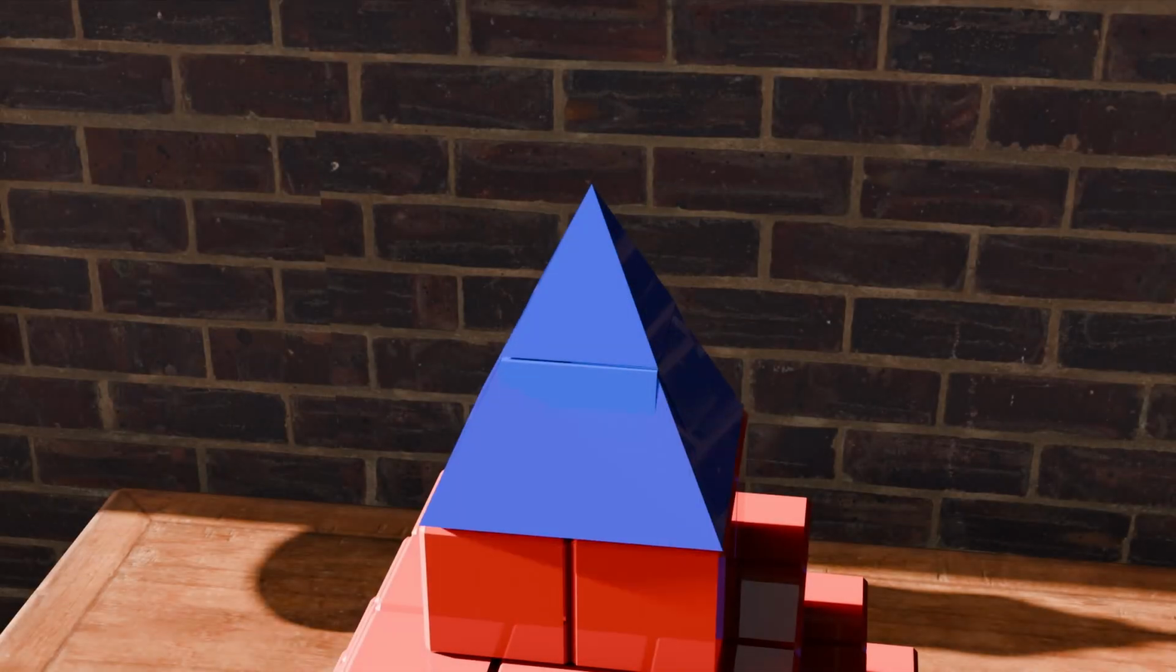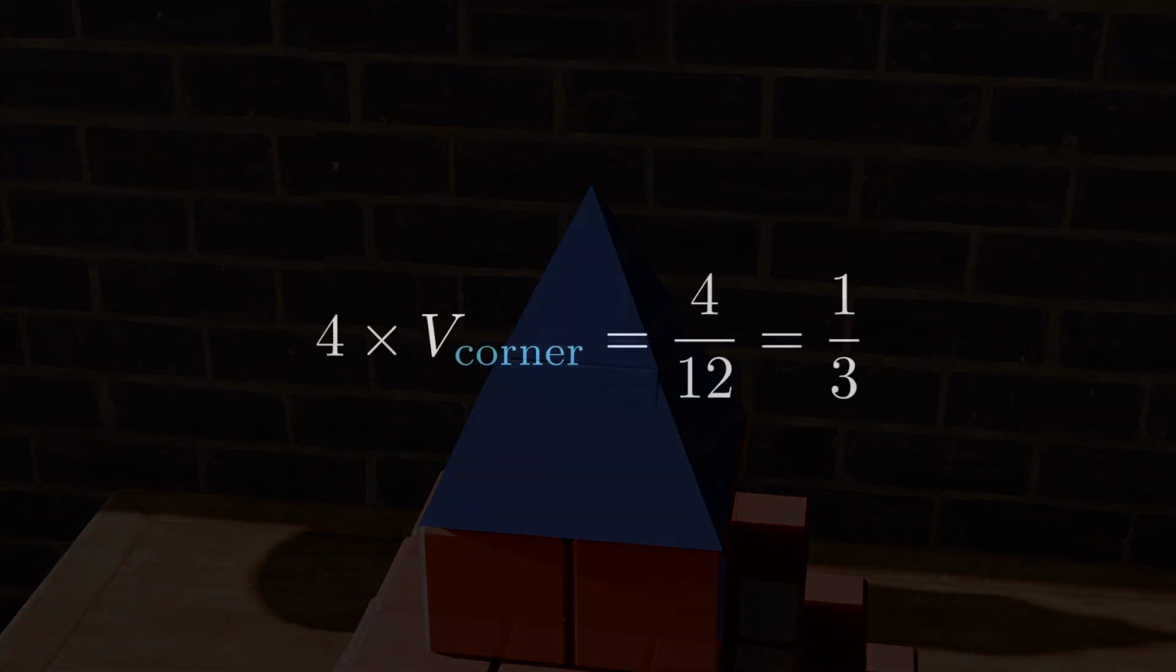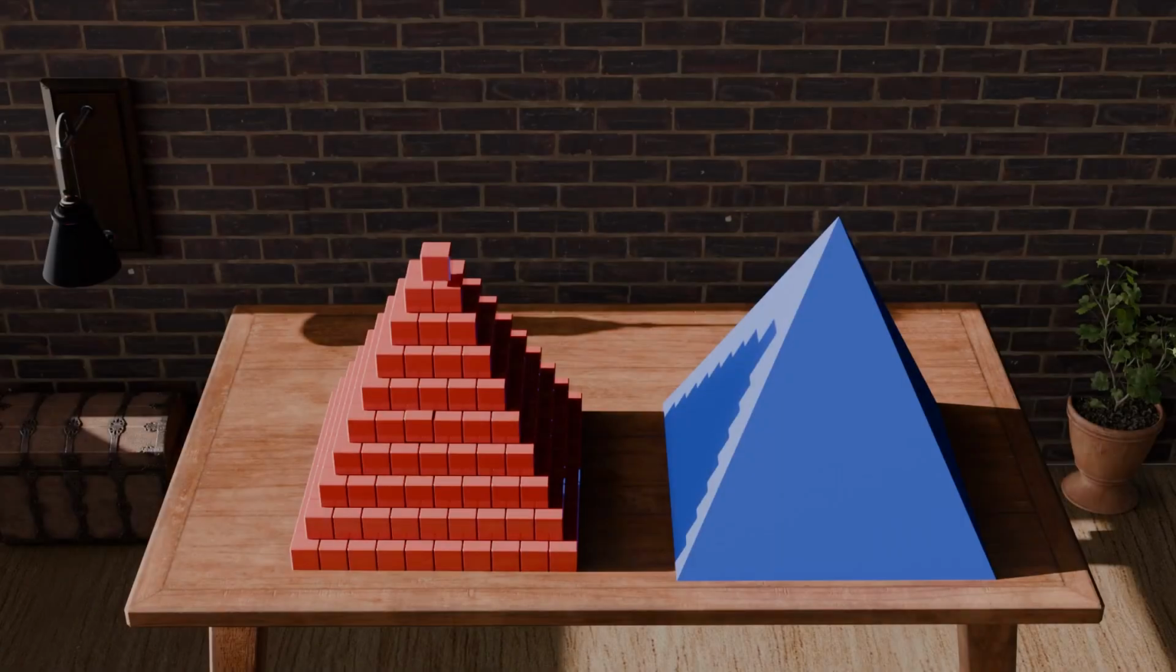Now for the corners, on each layer there are 4 corners. The volume of each corner is 1/12, so 4 of them make 1/3. And stick with me, all of this will make sense. And since we have 10 layers, that's a total of 10 divided by 3 from the corners. So let's put it all together.